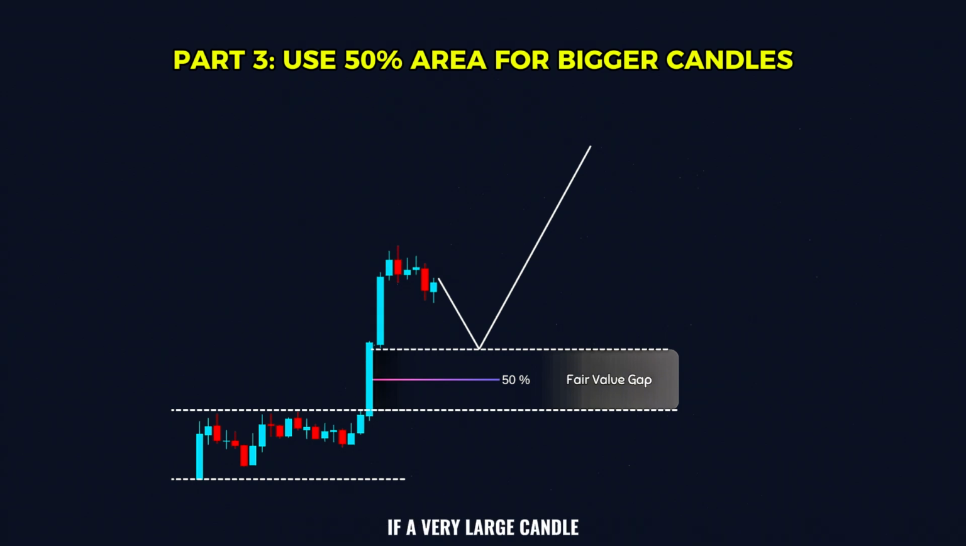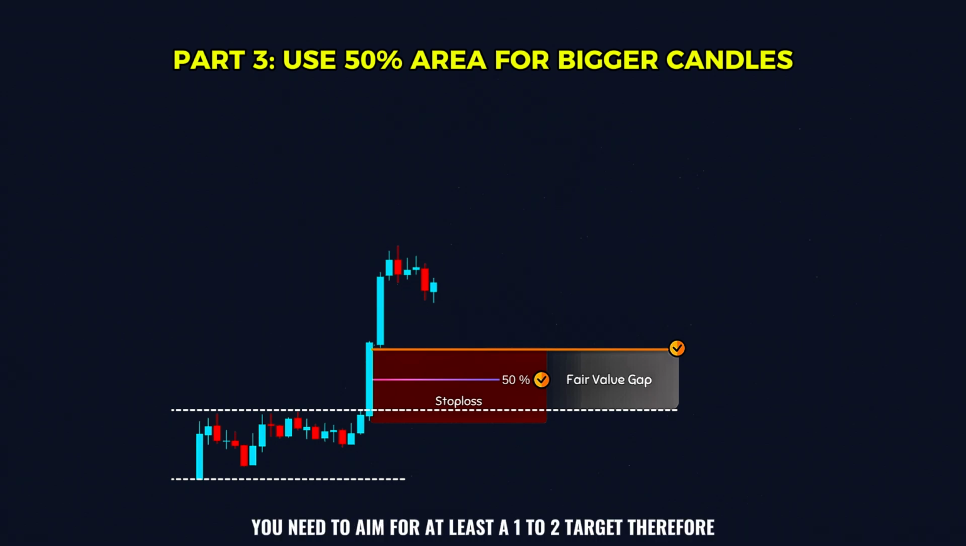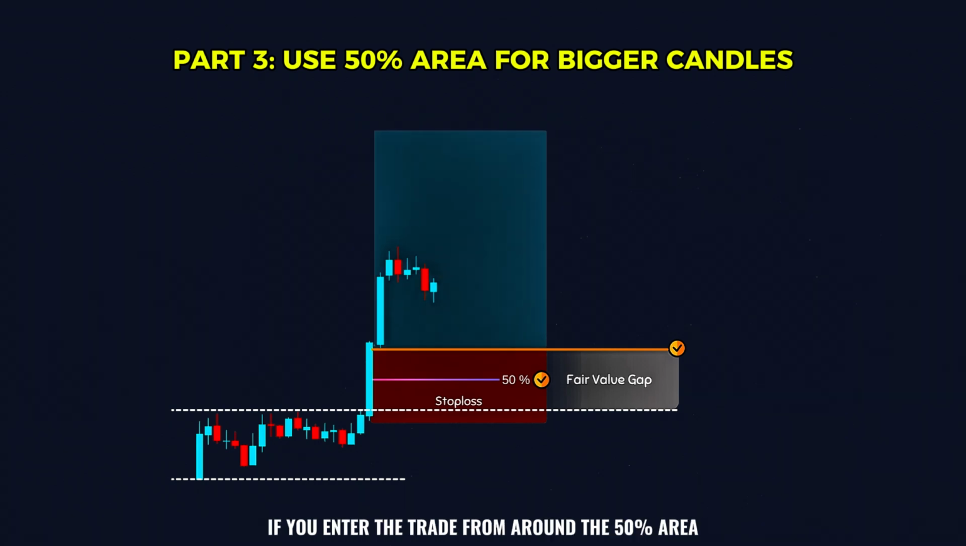Therefore, if a very large candle creates a fair value gap on the chart, you can place your trade entry order around the starting point of the zone or around the 50% area. This can also make your stop loss smaller. If you enter from the starting point of this candle, you may need to place your stop loss further below. This makes the stop loss larger and can negatively affect your risk-to-reward ratio. Because in options trading, you need to aim for at least a 1-to-2 target. Therefore, if you enter the trade from around the 50% area, your stop loss becomes smaller, allowing you to maintain your risk-to-reward ratio. Keep one thing in mind.